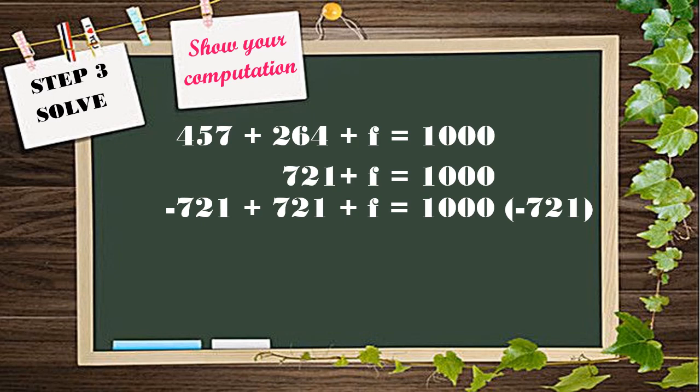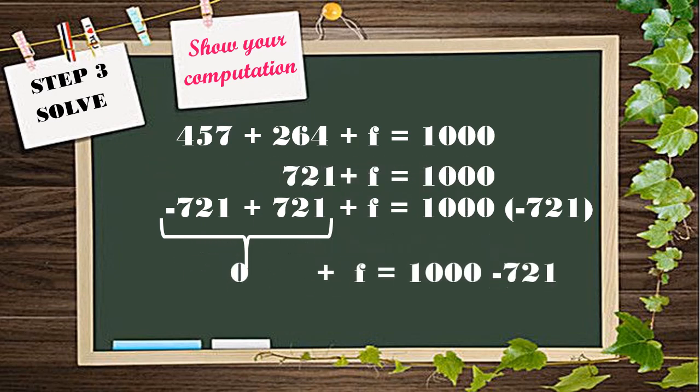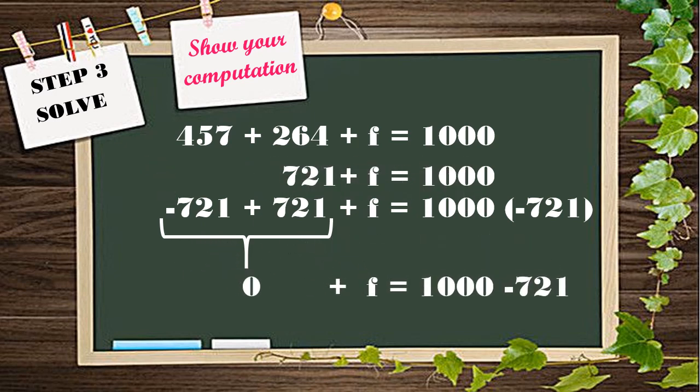Now, in order for us to get the value of F, we are going to subtract 721 from both sides. 721 plus negative 721 is equal to 0. And then F remains. 1,000 minus 721 equals 279. Therefore, F is equal to 279.